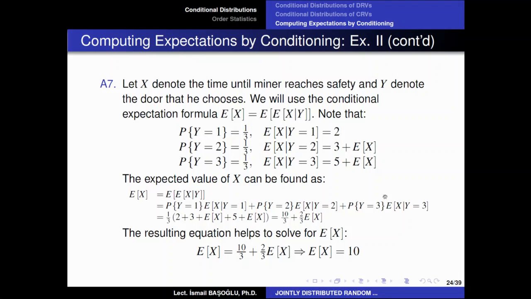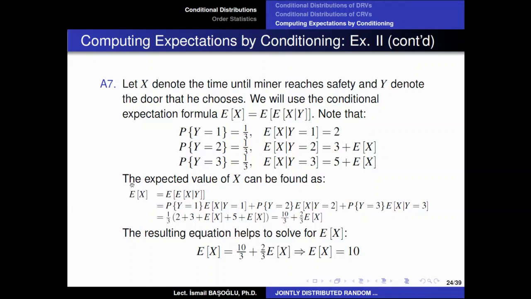And since we know these probabilities and these conditional expectations, we write 1/3 times 2 plus 1/3 times (3 plus expectation of x) plus 1/3 times (5 plus expectation of x), and that is going to be 10/3 plus 2/3 expectation of x.